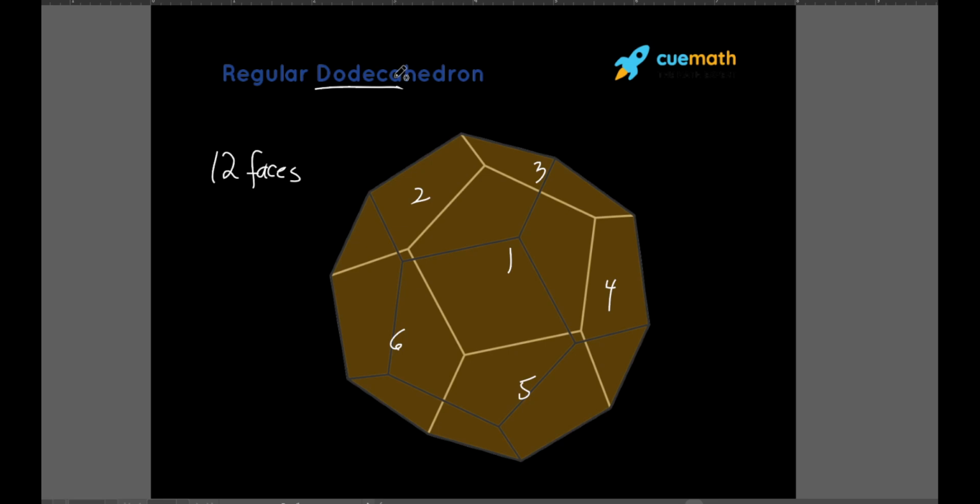So what am I going to do on the quiz and test? I'm going to give you a picture of a shape, and you just have to tell me what it is. That's it. It's just vocabulary. Everybody got that?